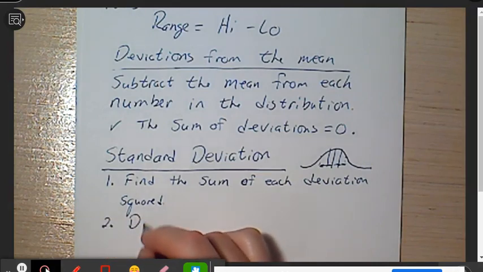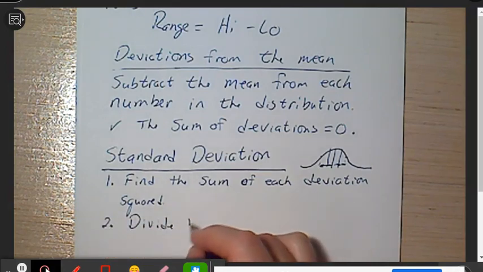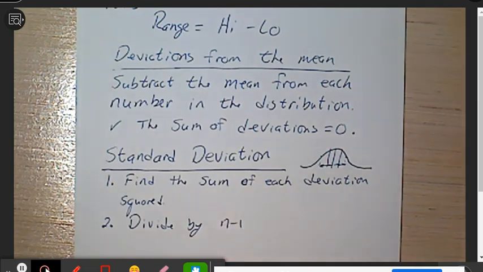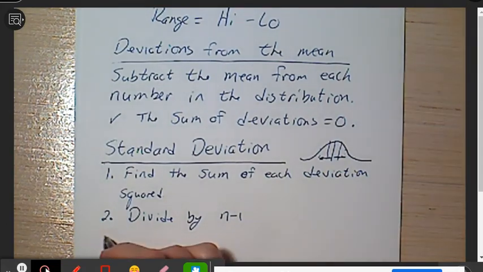The second thing is you're going to divide by n minus 1. And then the last thing you're going to do is you're going to take the square root.